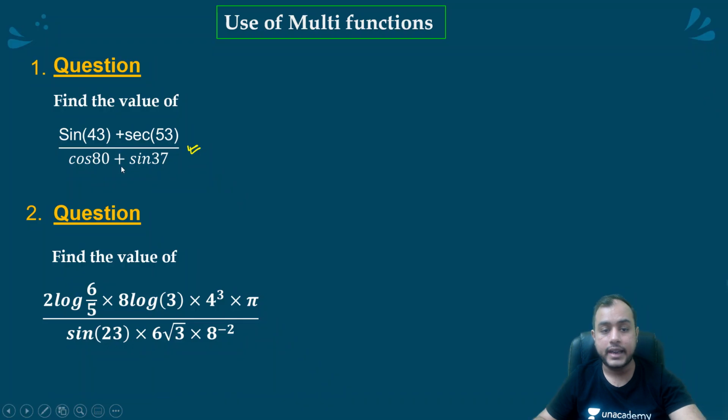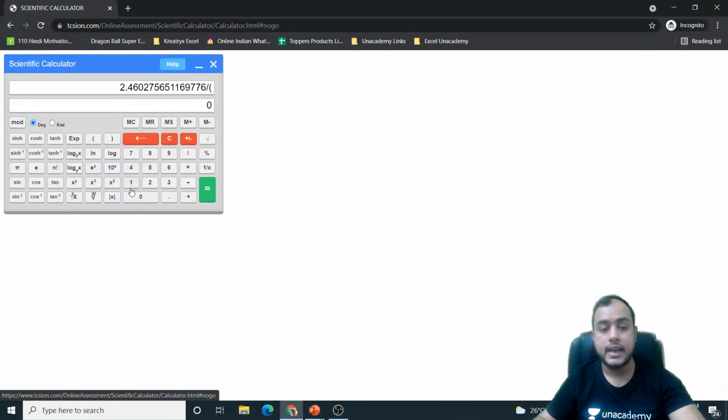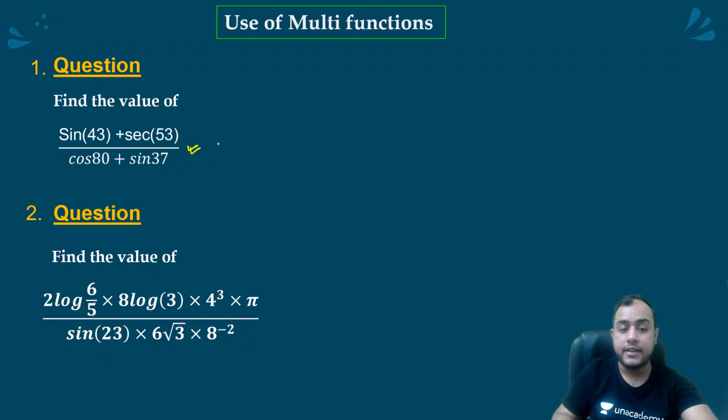Now form a bracket. You need cos 80 plus sin 37. Close the bracket. Even without the memory function, we have calculated 3.172 by the use of brackets.